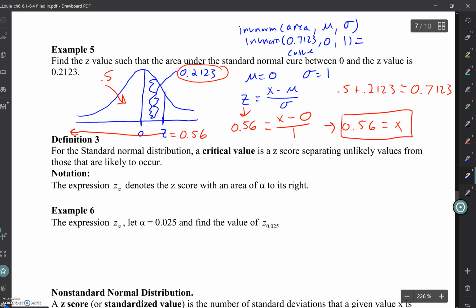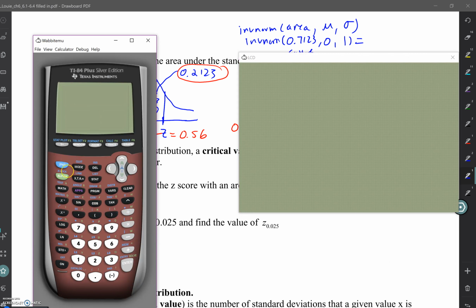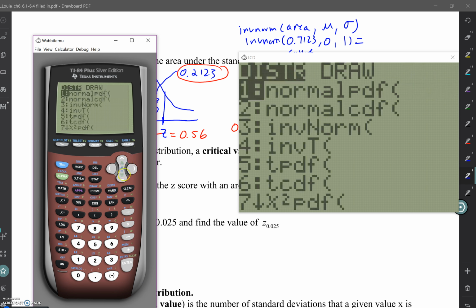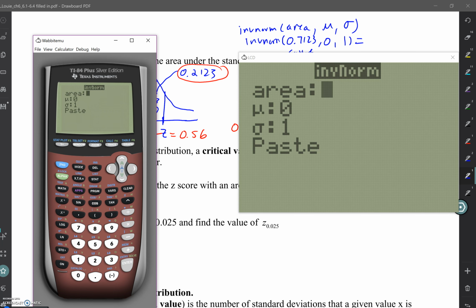So, we can find our inverse norm in the same spot as normal CDF. If we go to our distributions, right underneath normal CDF is the inverse normal. If yours looks like mine, it's going to prompt you for each piece. It's going to say, okay, what's the area? Well, the area to the left is 0.7123. And then we've got our 0 and our 1.